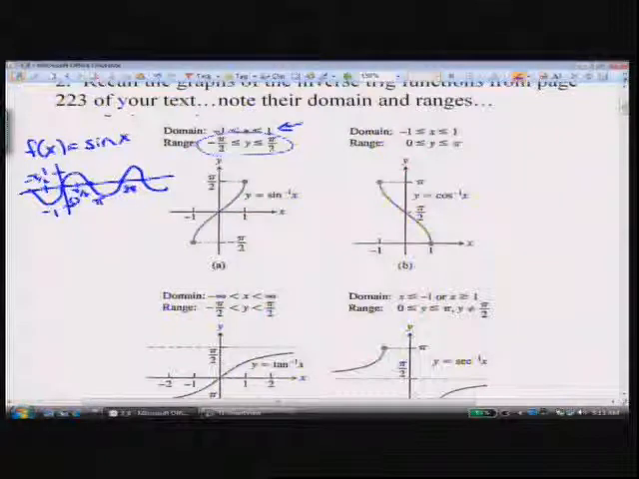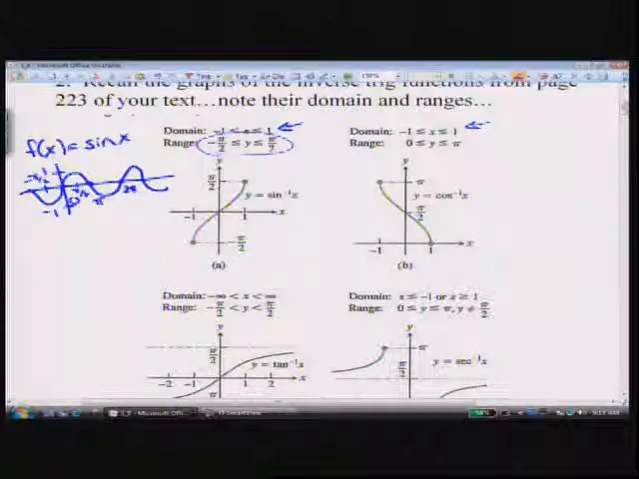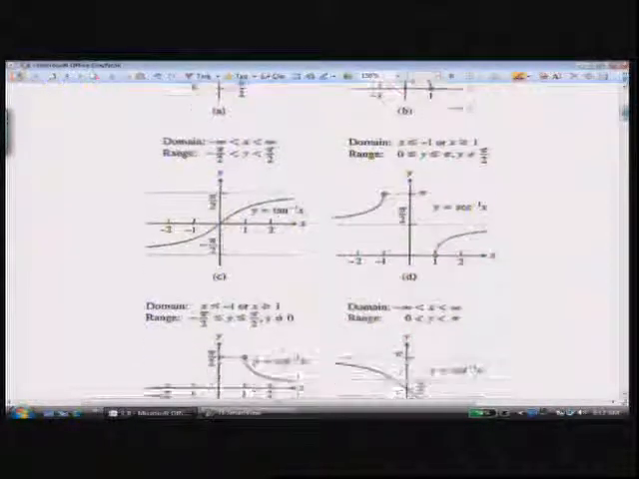So the inverse cosine also has a domain that is equal to the range of the cosine, from -1 to 1. But we select the range of the inverse cosine to be between 0 and pi. It's a little bit arbitrary what we choose to be the range.